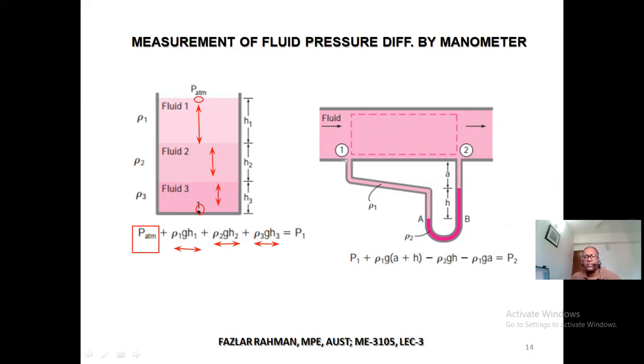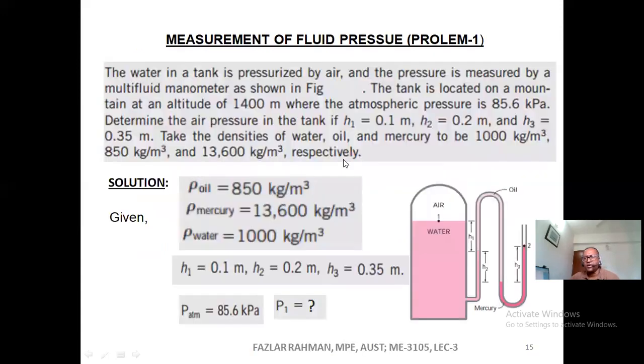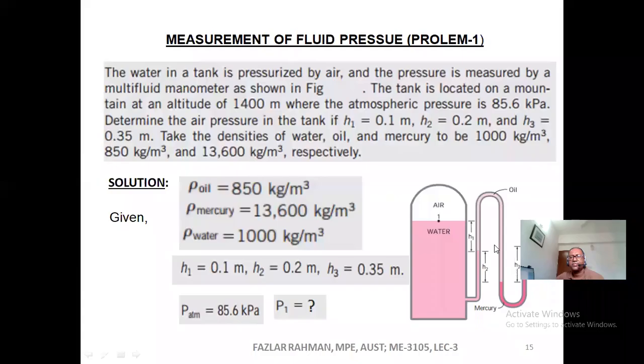Similarly, right over here, you can figure out the pressure difference. We are not going through it, as it is already explained. Okay, we'll solve a problem. So does anyone have any question? Anyone? No? No, sir. Okay. So we can proceed, right? Okay, let's solve the problem.